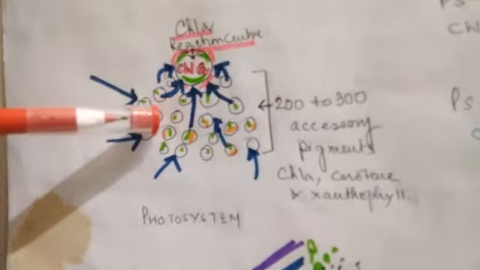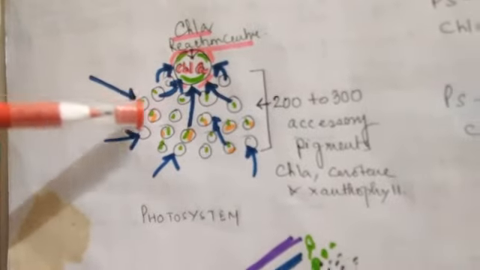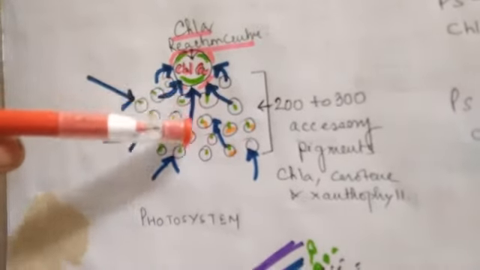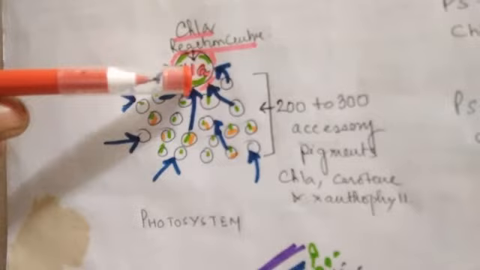So chlorophyll A is the main reaction center, and the other 200 to 300 pigments which remain associated with it act as accessory pigments. Now what happens when light falls? Clear? There are various wavelengths absorbed by various pigments. When light falls, these pigments absorb their respective wavelengths and finally pass this light to chlorophyll A, which acts as the reaction center. So all these accessory pigments, chlorophyll B, carotene and xanthophyll, absorb their respective wavelengths and pass it to chlorophyll A. Chlorophyll A is the reaction center where the reaction occurs.